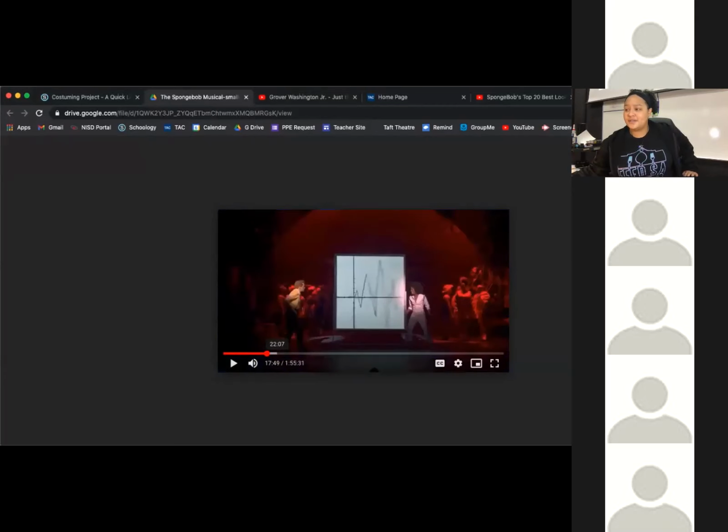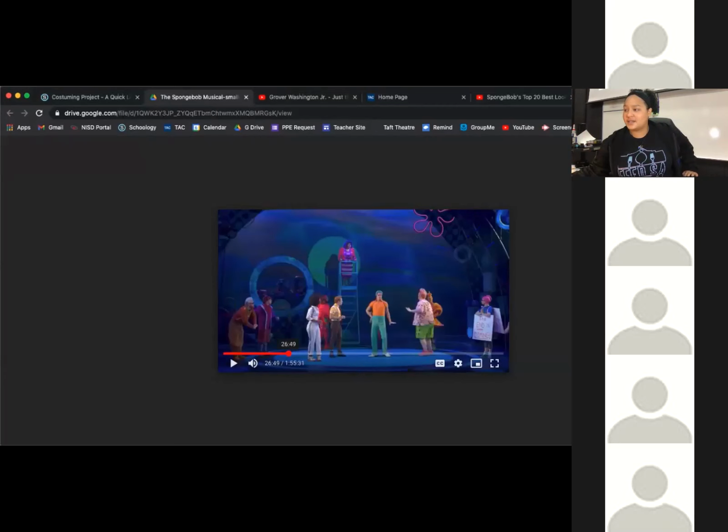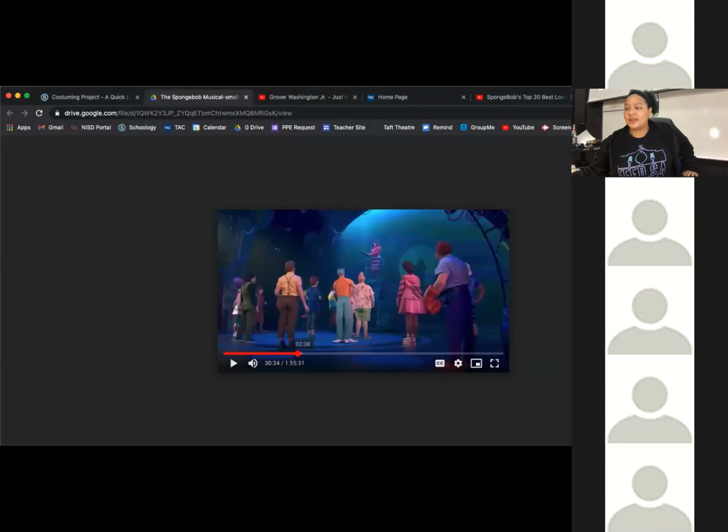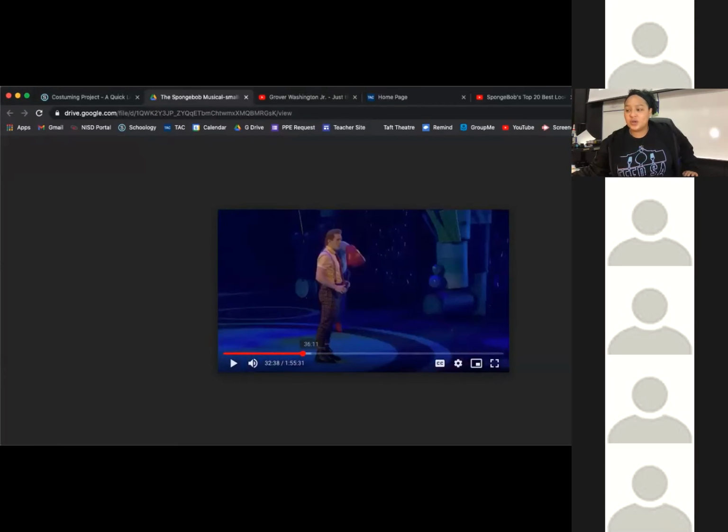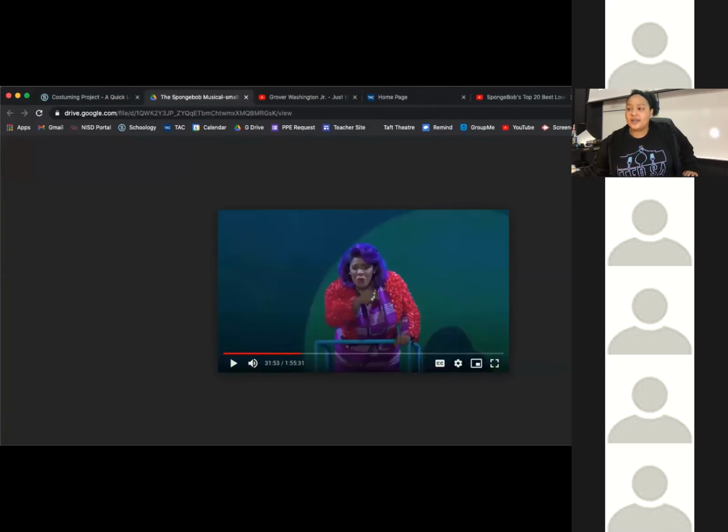Like Mr. Krabs, he has boxing gloves as his claws. And so things like that, that are practical, that are real, but are gonna give us that look, right?